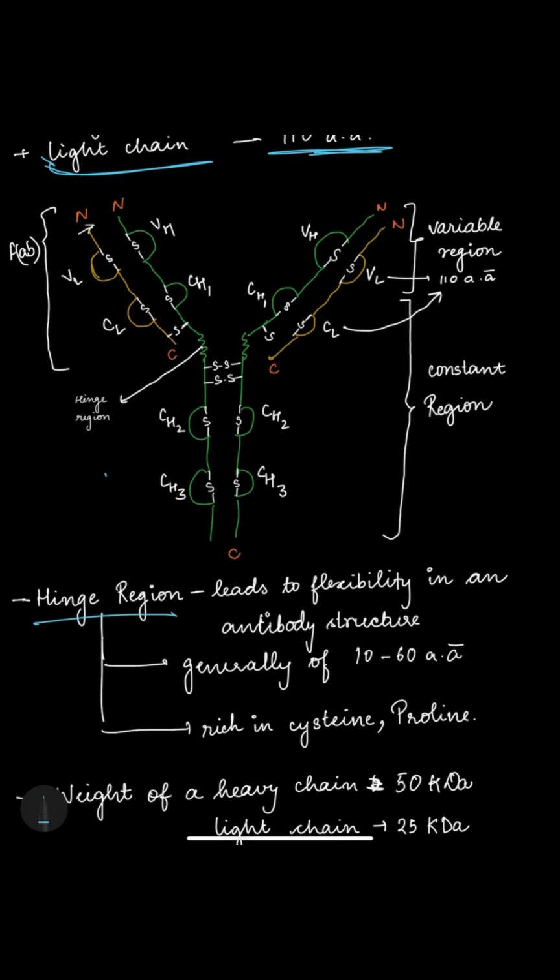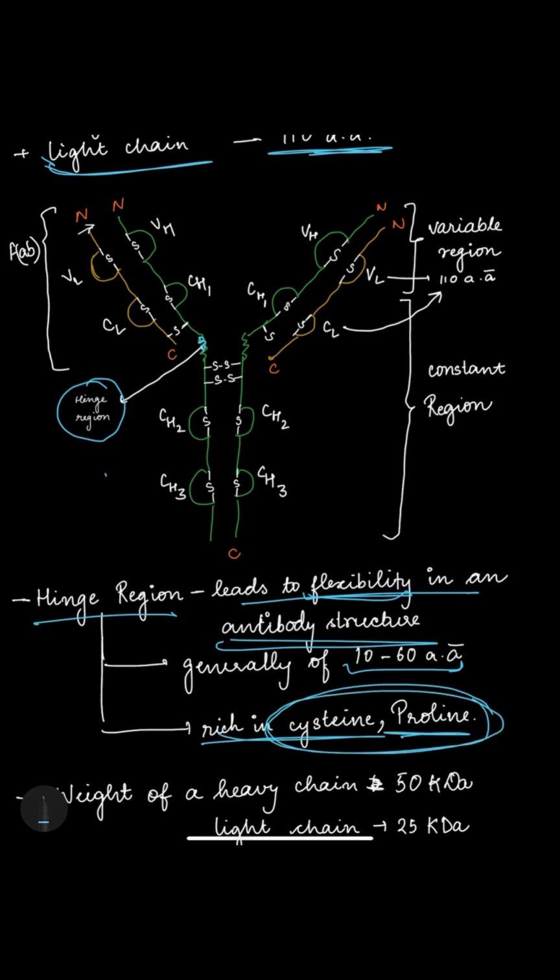The hinge region leads to flexibility in the antibody structure. This is the hinge region. You can see it is not straight, it is somewhat wavy. It is such to provide flexibility in the antibody structure. It is generally 10 to 60 amino acids, rich in cysteine and proline. Remember, this is very important: the hinge region is rich in cysteine and proline.